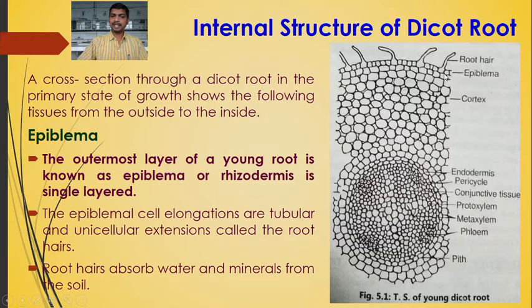The epidermal cell elongations are tubular, unicellular, single celled extensions called the root hairs. Root hairs perform the function of absorption of water and minerals from the soil. So root hairs are the outgrowths that occur on the epiblema. These root hairs absorb water and minerals from the soil.